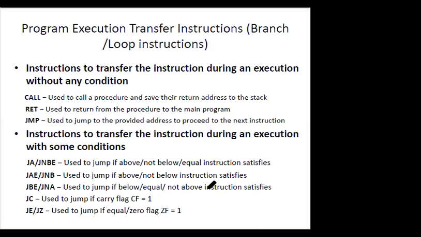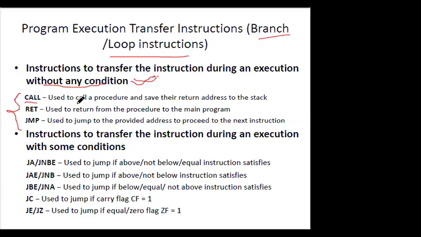Then the next kind of instructions are program execution transfer instructions, which are also part of branch or loop instructions. We are talking about conditions, but there are some instructions which have to be executed to transfer the instruction during an execution without any condition. They are beyond conditions and do not follow any conditions. So what are the instructions? They are very specific. There are only 3 instructions.